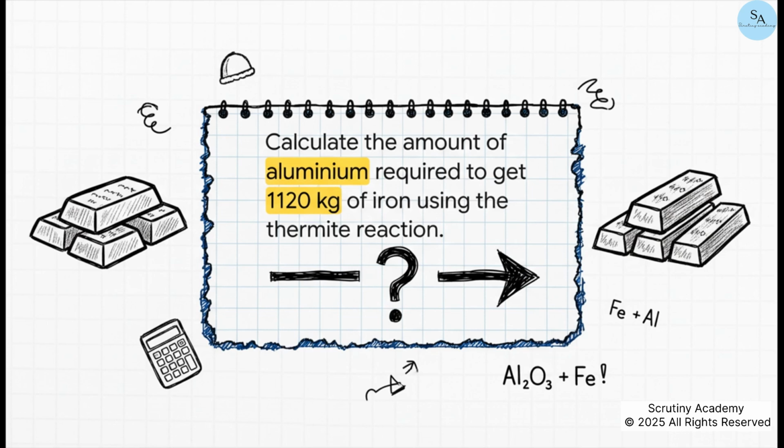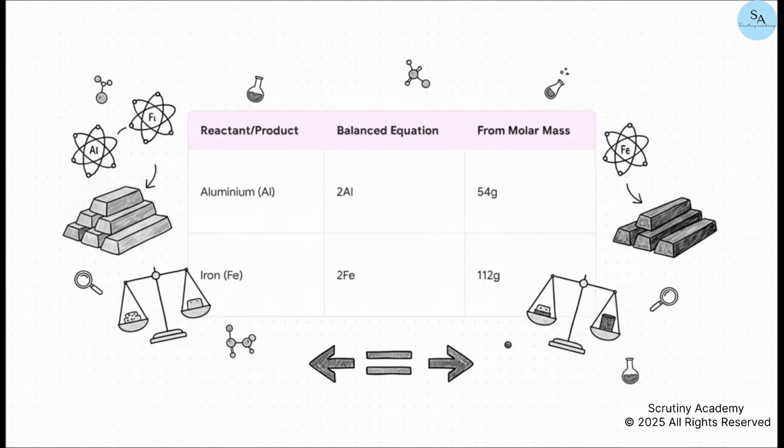And this isn't just a random problem. This reaction is actually used for some pretty cool stuff in the real world. This is where the magic happens. The balanced equation gives us the secret ratio.